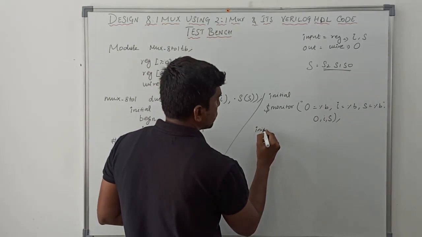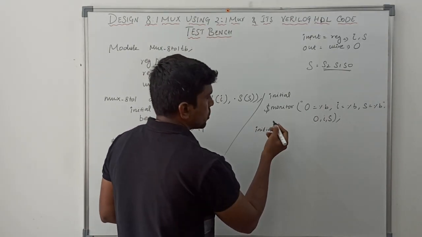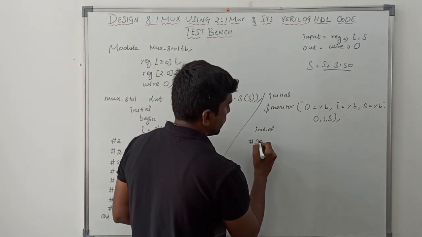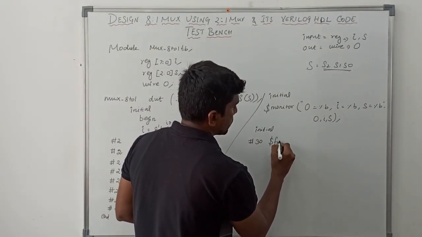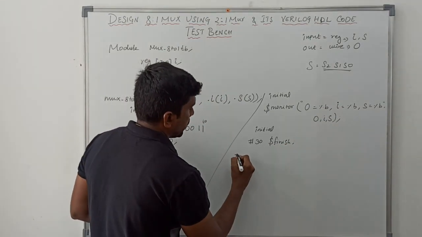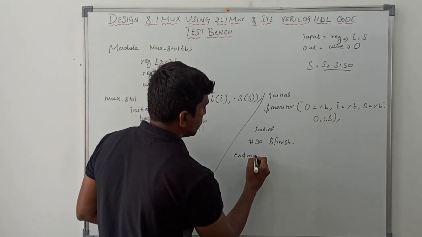Then initial, to finish the operation. After 30 nanoseconds, finish the function. So $finish. Then finally close the module with endmodule.